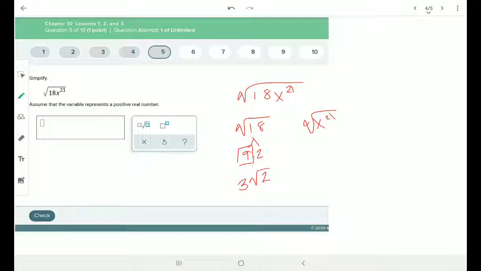X to the 21st we know can be broken down into x to the 10th, x to the 10th, because 10 plus 10 is 20, with one additional x left over. So we can take out an x to the 10th, so we are left with 3x to the 10th in this case, and then root 2x on the inside. Since this number and variable is not a perfect square, we have to leave it inside the radical sign.